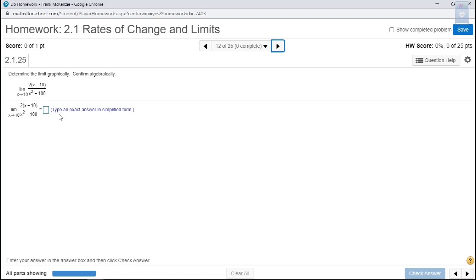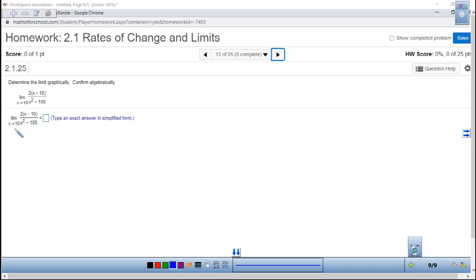All right, so this is the one that I was talking about earlier. You're going to take the limit as x approaches 10 of 2 times x minus 10 over x squared minus 100. And if you plug in 10 on top, you're going to get 10 minus 10, which is 0. 2 times 0 gives you 0. But more importantly, and guys, a 0 on top is not a problem. If we have any number down here other than 0, we have a limit of 0.